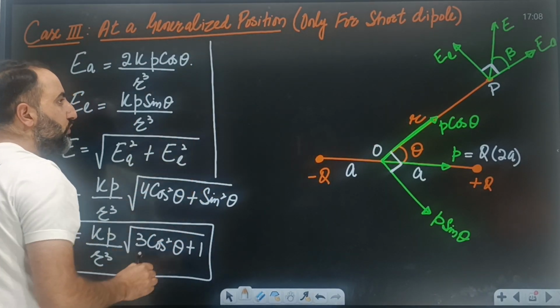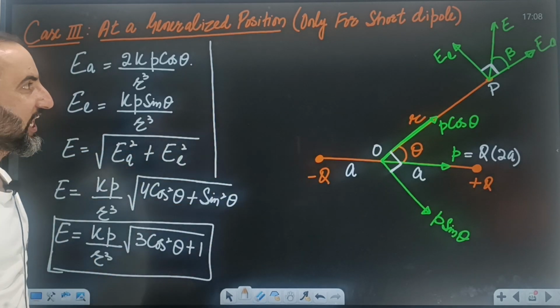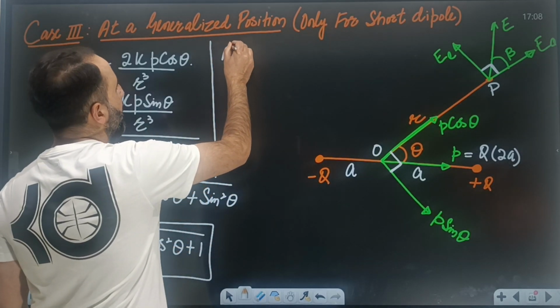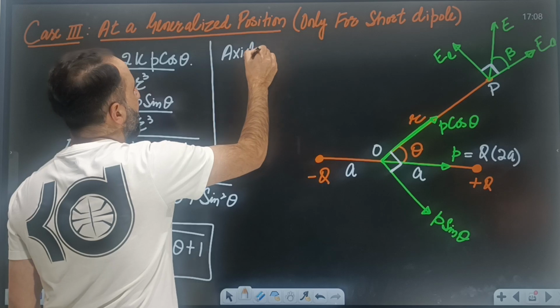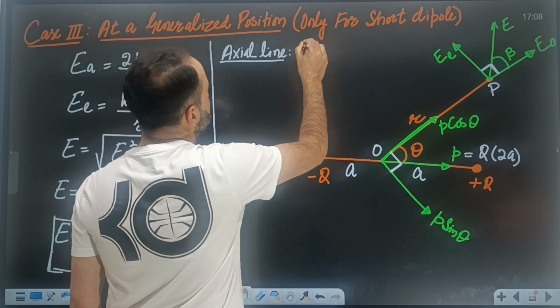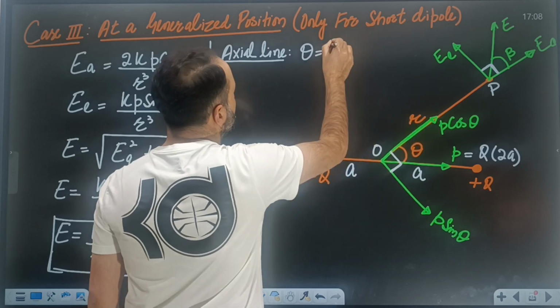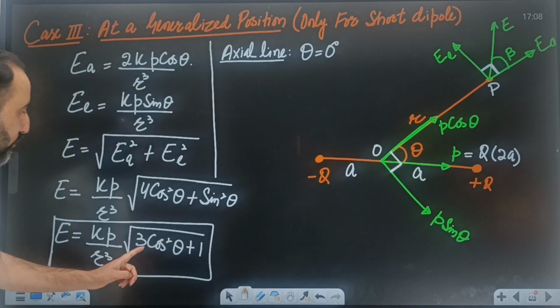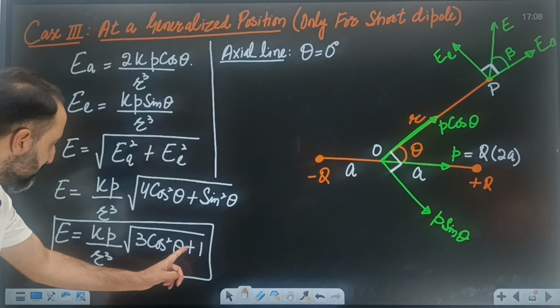Now you tell me, for example, this point P is on the axial line. So here I will write, on the axial line, what is the value of this theta? Theta for the axial line will obviously be 0 degrees. And what about this cos 0? That will be equal to 1. 3 plus 1 is equal to 4.